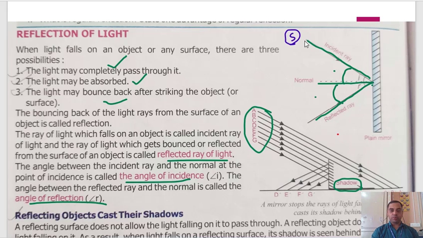Very easy. Let me repeat the two laws. First one: incident ray, normal, and reflected ray, all three will lie in one single plane. That means on a paper you can draw it. When you come to school, we are going to do the experiment, by the way. And the second law tells you that the incident angle, that is this one, is equal to the reflected angle. These two are equal. Very easy.